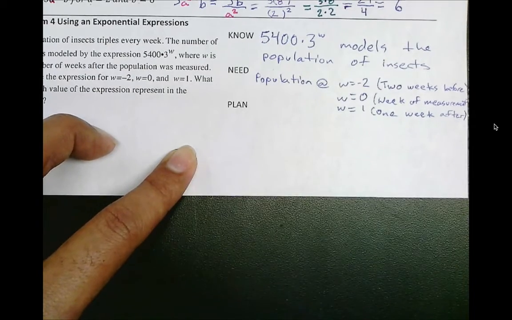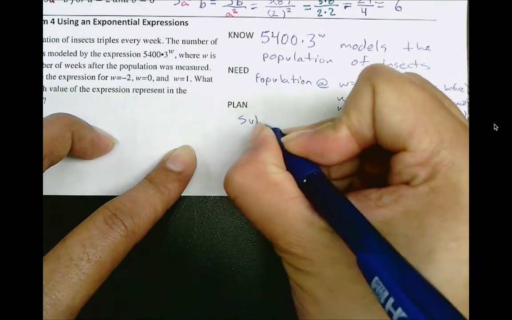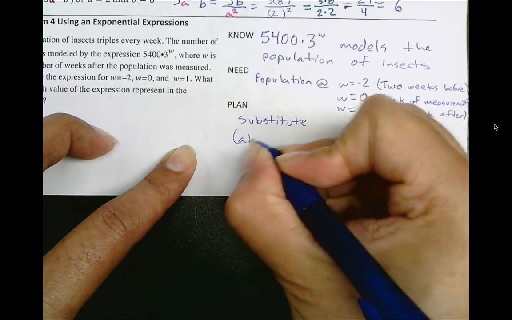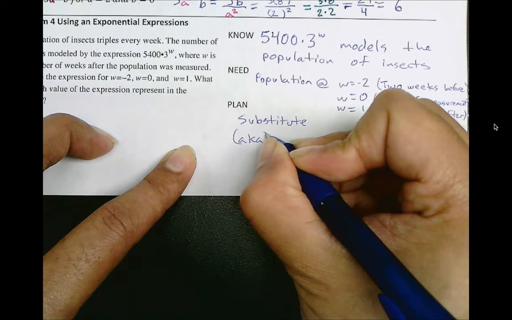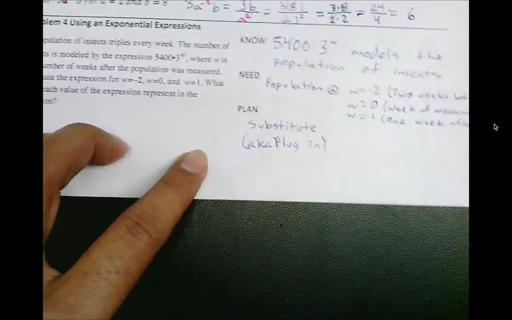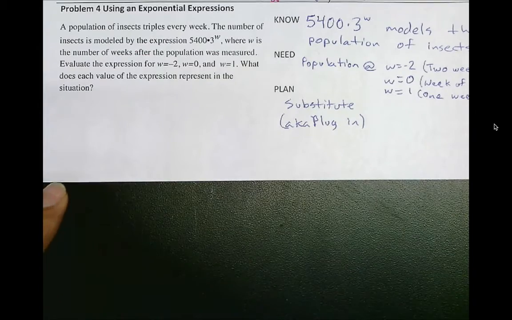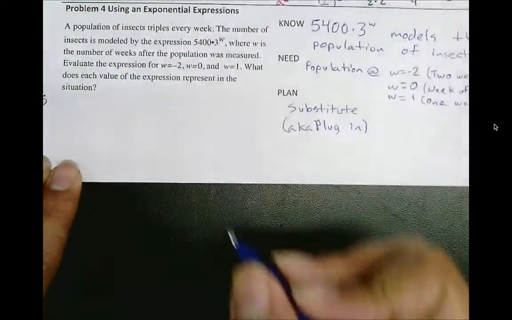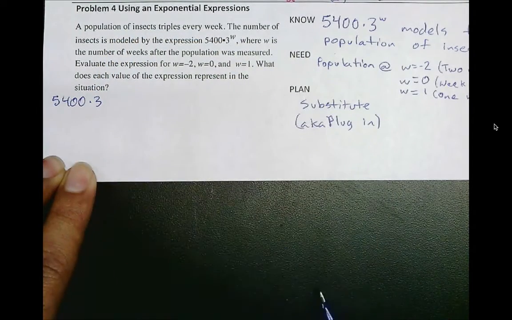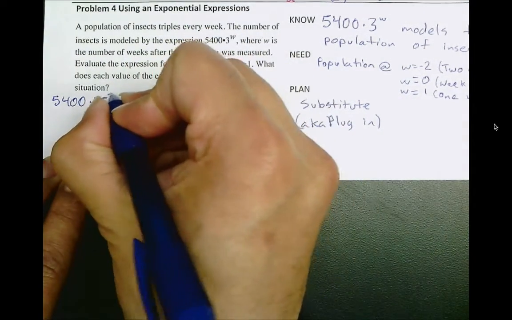What is our plan to figure out these values, the population sizes? Our plan is to substitute, which some of you might refer to as, AKA, we will refer to as plugging in. Okay, so now let's go ahead and do this for each of the 3 values of w. So first we have 5,400 times 3 to the power of -2. So I will first write that down.